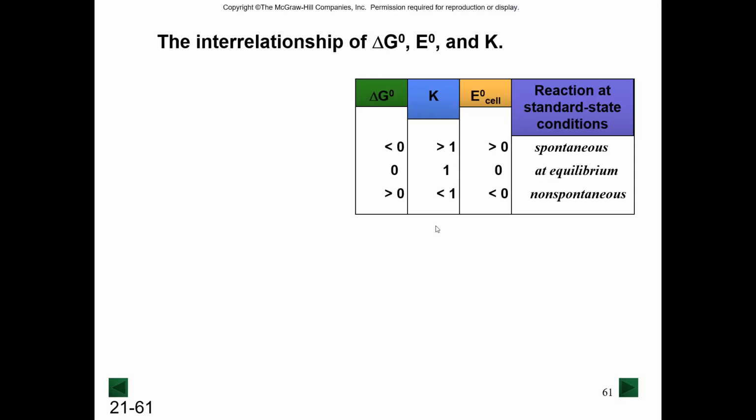So if delta G is negative, K is big, positive voltage, spontaneous. At equilibrium, delta G is 0, K is equal to 1, and the cell potential is 0. And if delta G is positive, it won't be spontaneous. K will be very small. And the voltage will be negative. You can't have negative voltage. It's not going to work. Nothing happens, non-spontaneous.